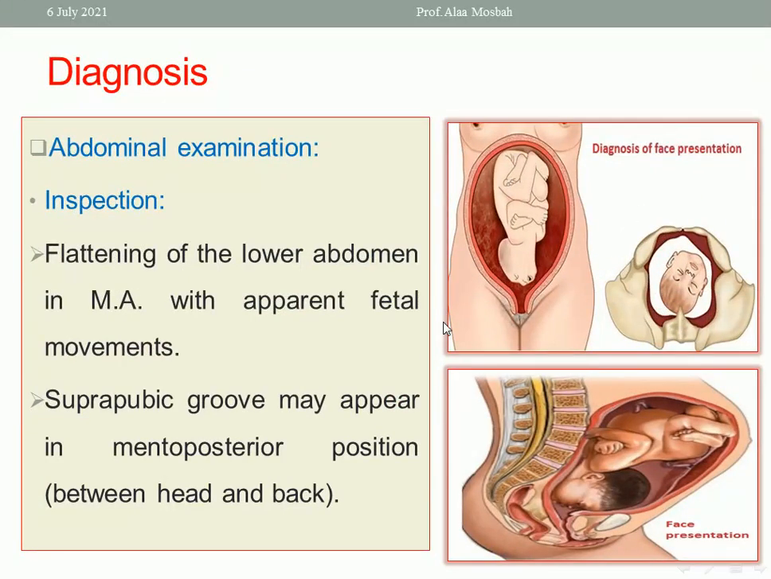How to diagnose? By abdominal examination. During inspection, you will find flattening of the lower abdomen in mentum anterior with apparent fetal movement, because the limbs are near the midline, so you can see the fetal movement around the midline. Sometimes you may see a suprapubic groove, as in mentum posterior here. Why this suprapubic groove? Due to the area between the neck and the extended head, this region. So you may see a suprapubic groove.